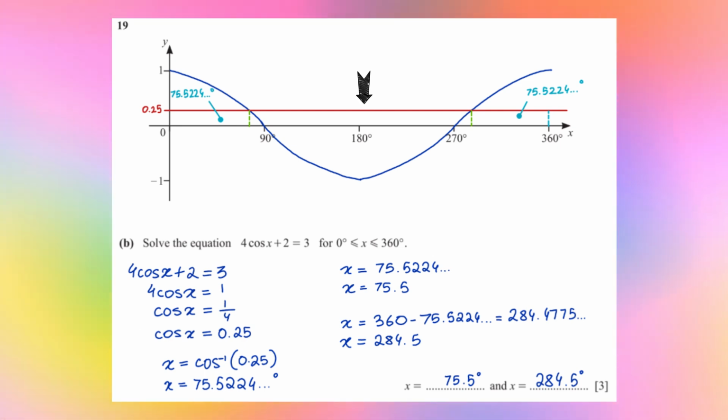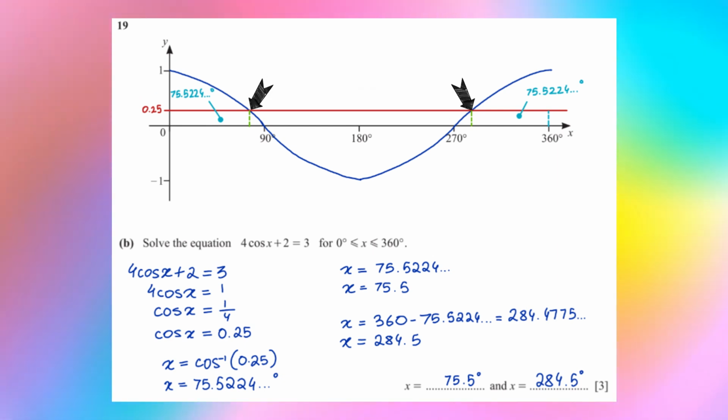Now draw a straight line across the graph from 0.25 on the y-axis. I've drawn this line in red color here. As you can see, these are the points of intersection of the graph and the red line. These are the x-coordinates of these points of intersection. These x-coordinates are the solutions to this equation and the answer to part B.